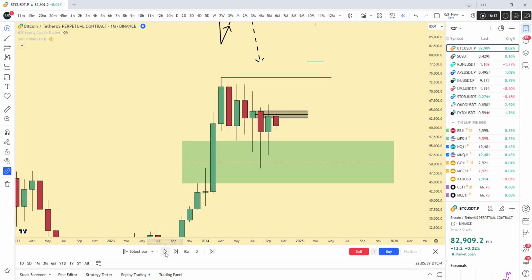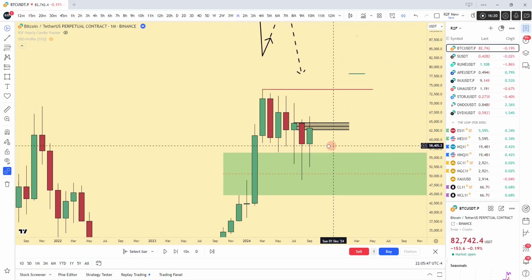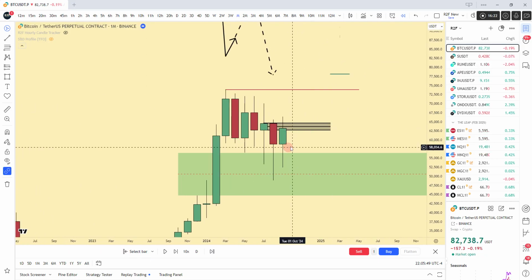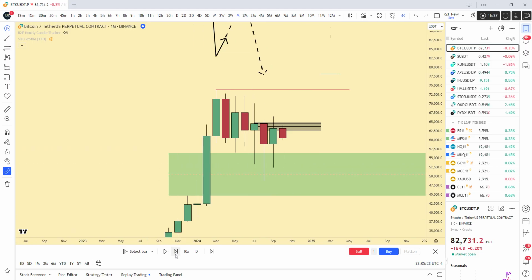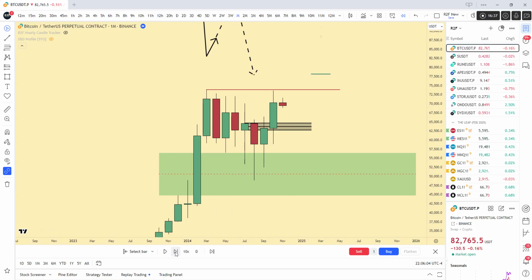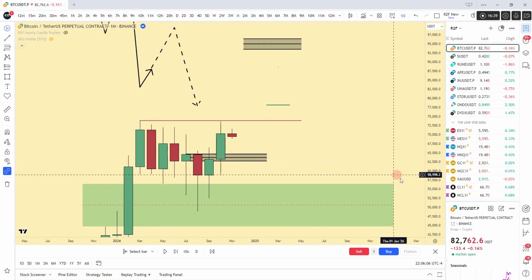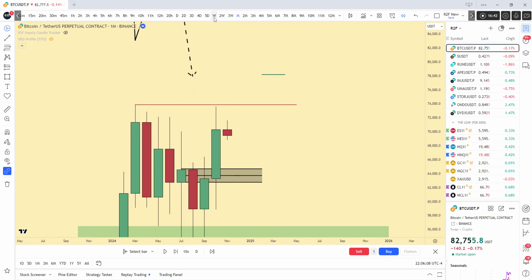Let's see how this goes. Oh, okay. So we close like that. If this next candle closes below this one, I would take a short. Let me see if I can get an example. No, it does not. Okay, equal highs, right? Very nice. Equal highs created.